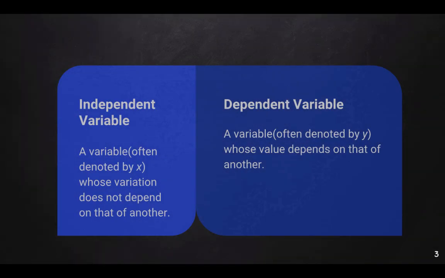The definition for independent variable is a variable whose variation doesn't depend on that of another. It's often described as X. I like to think of the independent variable as the variable that the experimenter changes. The dependent variable is the variable whose value depends on that of another. In other words, it's the variable that's being measured.